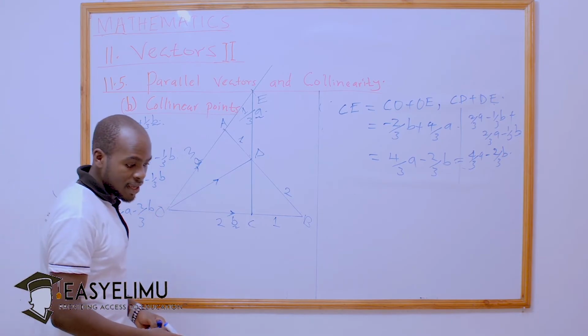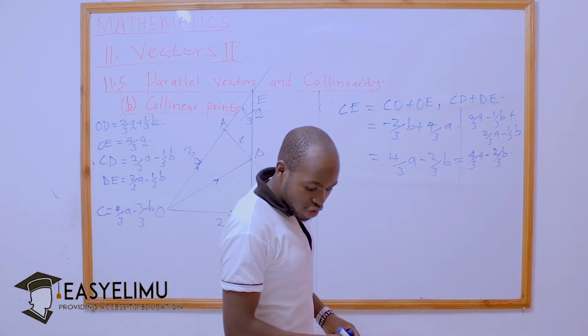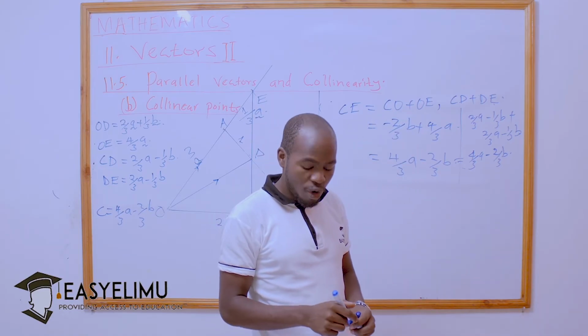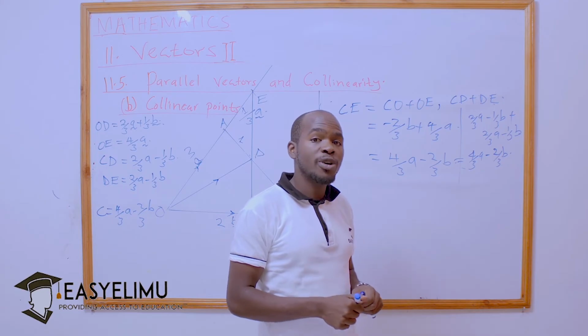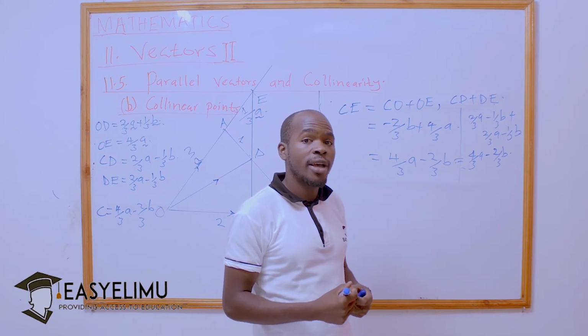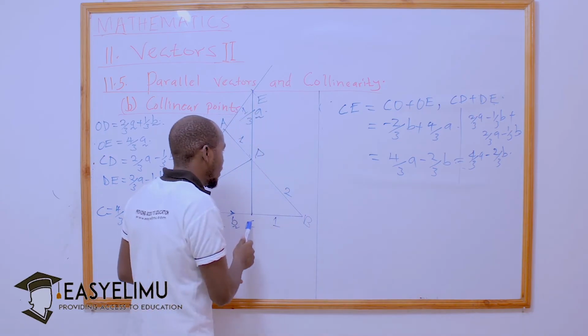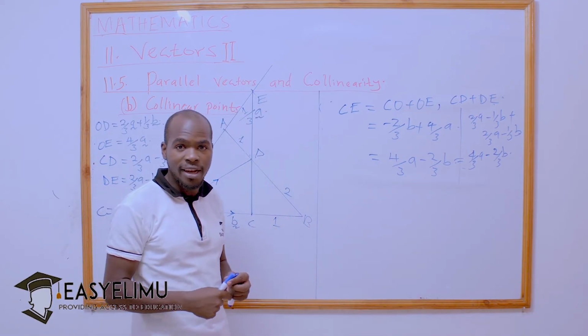So that is how it is. Then the next question says, show that C, D, and E are collinear. In order to show those points are collinear, remember the law of collinear. One, they are on a straight line. And as we can view, C, D, and E are on a straight line.